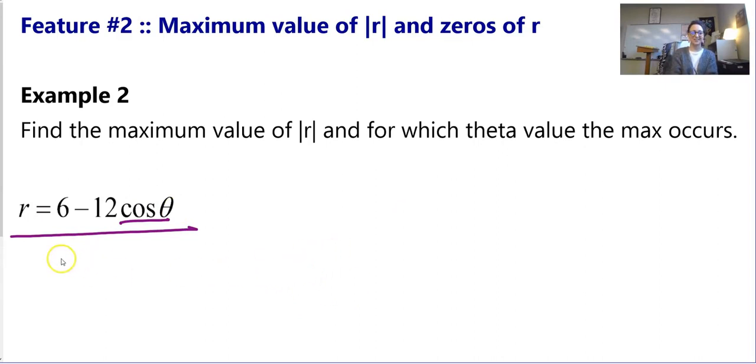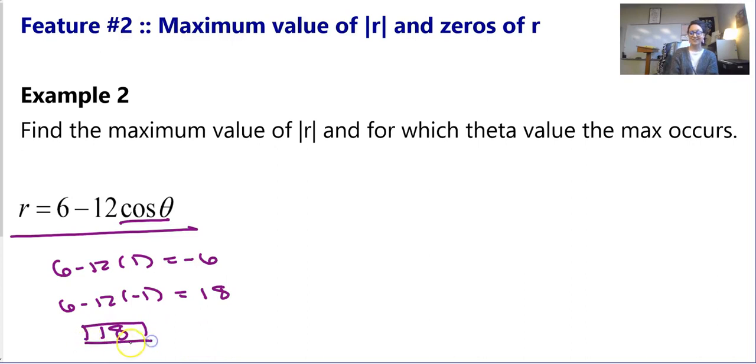So if I replace cosine of theta with 1, I get 6 minus 12, which is -6. If I replace cosine of theta with -1, I get 6 plus 12, which is 18. Taking the absolute value of both of those, I get positive 6 and positive 18. So the winner for the max value of the absolute value of r is 18, okay? Basically you're doing a candidate test here, right? The biggest that part could be is 1, the smallest it could be is -1, and that negative here, of course, can alternate it.